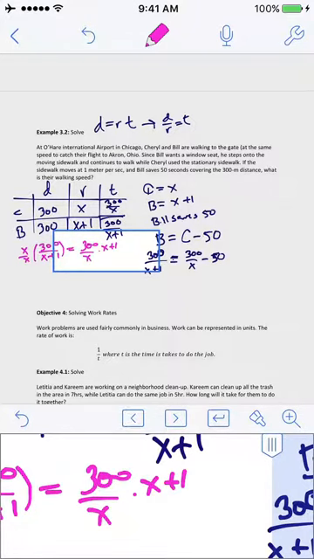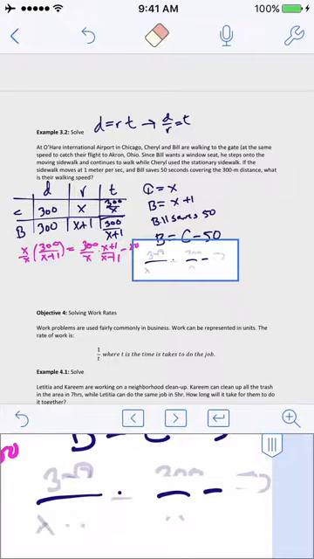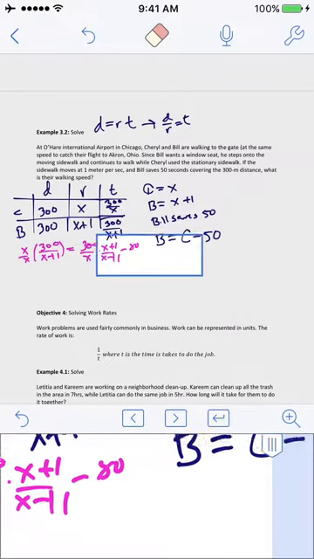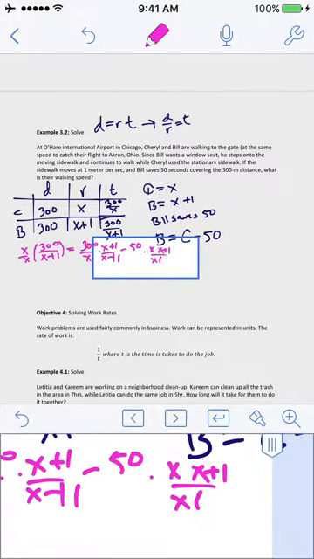We're missing the x plus 1, and the 50 is missing both of them. I've totally run out of room, so I'm going to erase this. So the 50 is missing both of them. So 50 times x plus 1 over x plus 1.